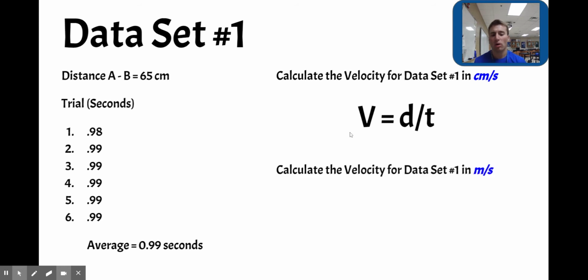Now the next step is to calculate that velocity in meters per second, because that's what we use in real life. Calculate that data and tell us what the answer is in meters per second.